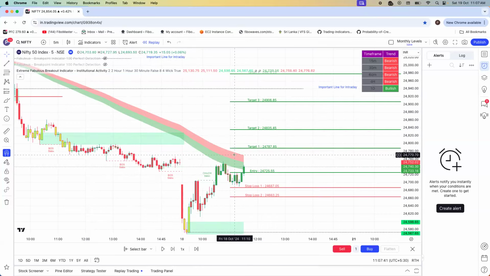The cloud is here. When the cloud is at the top red and green is on the bottom, when the entry is triggered, we can expect only the target 2 because we are going against the trend. If we are going with the trend, we can expect a bigger target. You got my point? So this is the first step in your indicator, like the extreme fabulous indicator.